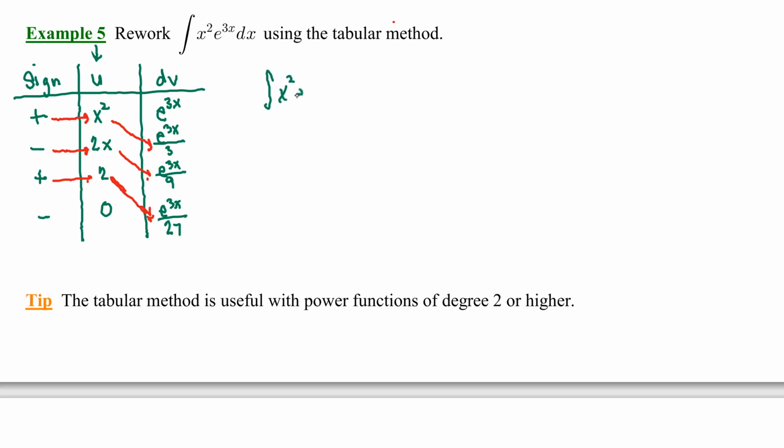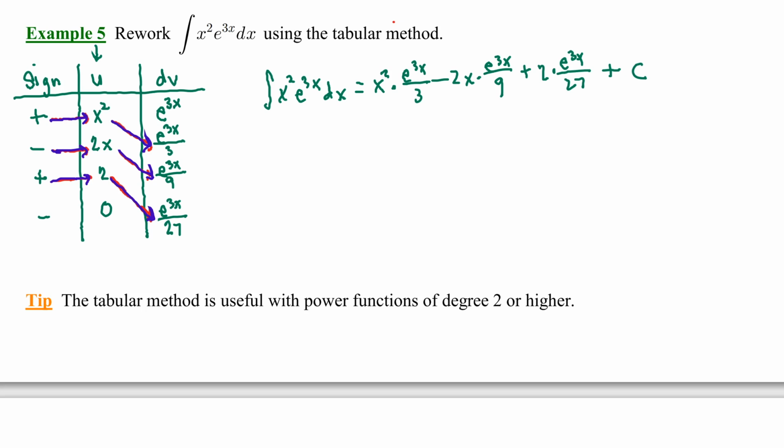The original problem was the integral of x squared e to the 3x dx. Again, we're going to multiply across row 1 and diagonally across column 3. So we're going to have positive x squared times e to the 3x over 3. So my first term is x squared times e to the 3x over 3. Working our way to the next row, we have a negative 2x times e to the 3x over 9. And finally, we have positive 2 times e to the 3x over 27. And then we'll tack our arbitrary constant on the end.